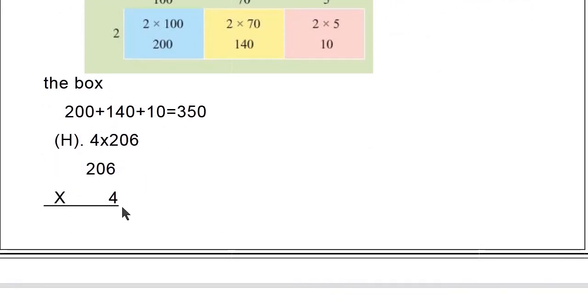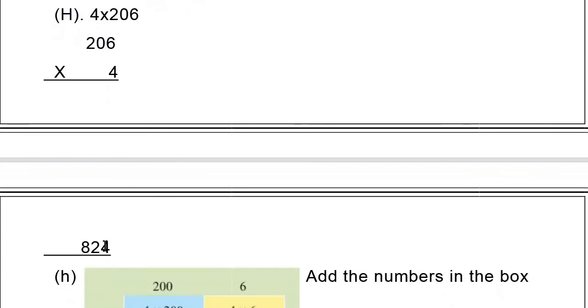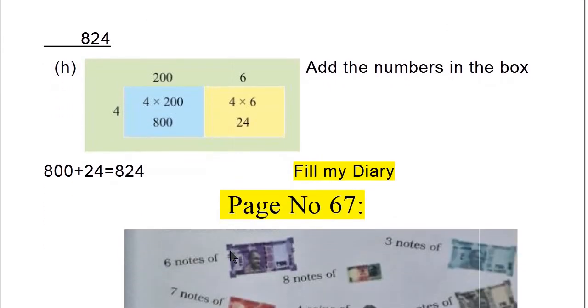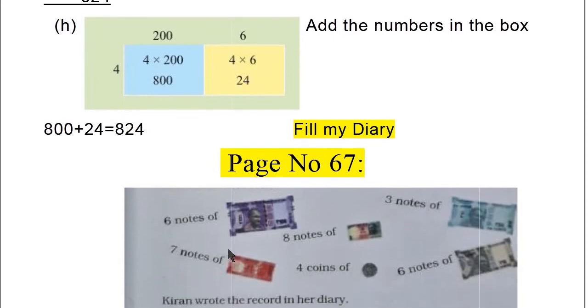Now 4 into 206. So 206 into 4, then we get 824. 200 into 4, 2 4s are 8 and 00, 800. And 4 6s are 24. 800 plus 24, 824.